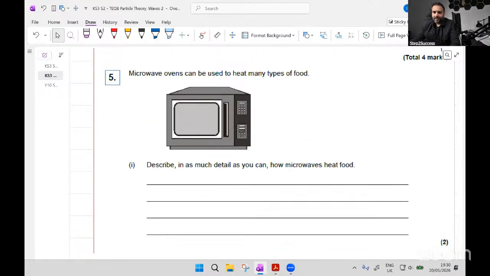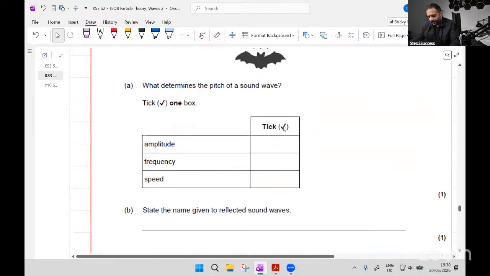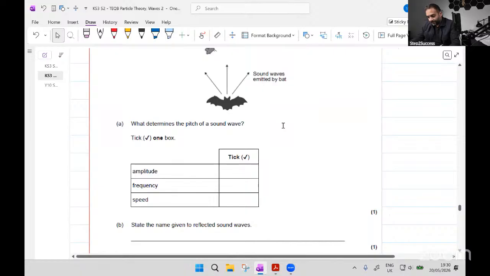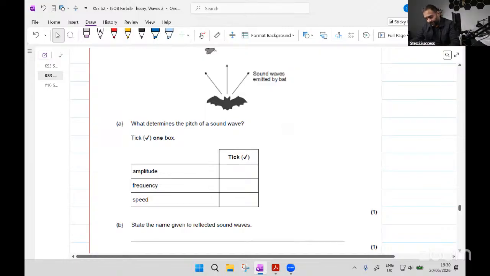Did anybody ask about question five? No, good. 6B, 6D, 7D. I'm just doing it in the order that it was asked. The name given to reflected sound waves, you should really know that. If you shout out really loudly and then you hear your voice back, it's your sound wave being reflected, which is also known as an echo.